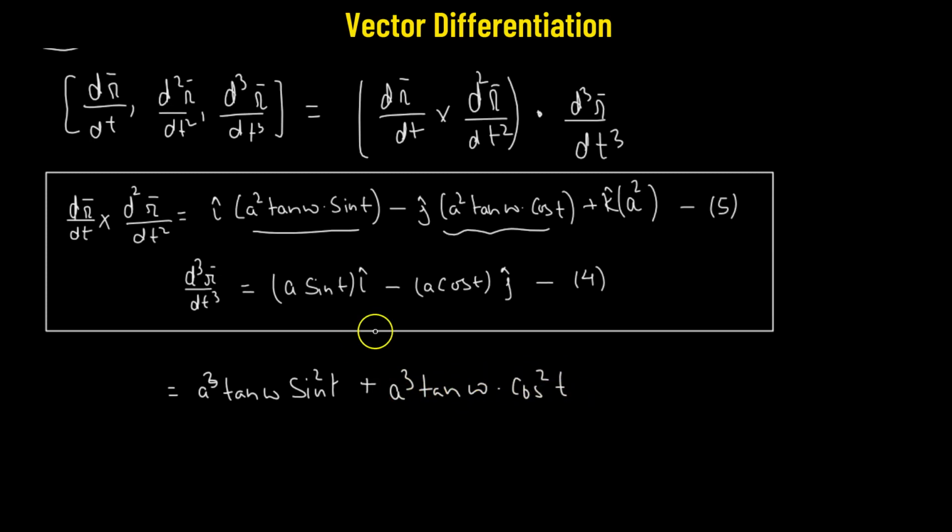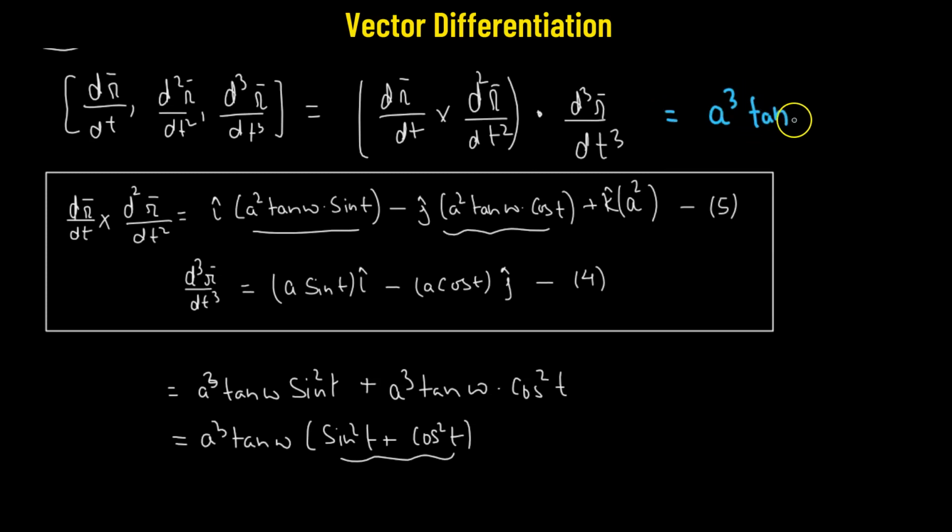So this is done almost. So we have a cube times tan omega. So this is multiplied to sine squared t plus cosine squared t. So this value is equal to 1. So that means finally you can say that the scalar triple product will be equal to a cube tan omega. So this is the final answer.